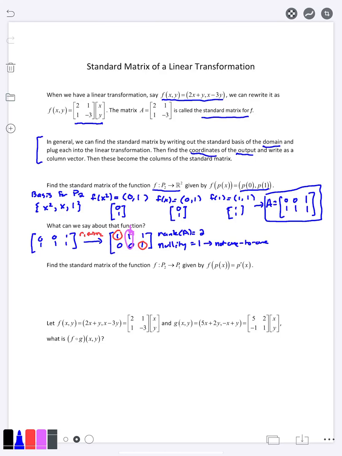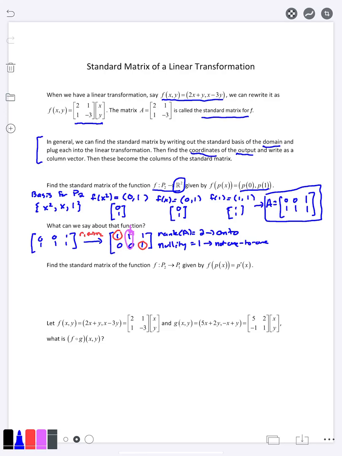However, the rank is 2, and that is the same as the dimension of the output, so therefore it is onto. So by finding the standard matrix, we can answer the question of one-to-one or onto just by doing row operations.